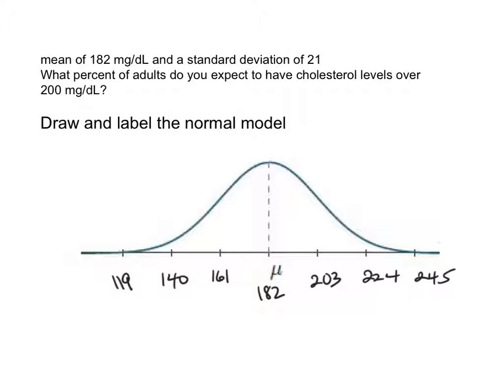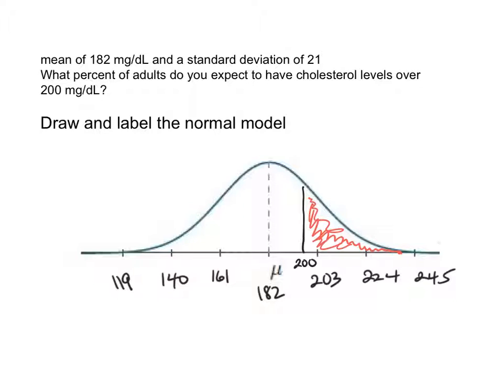All right, our first question is, what percent of adults do you expect to have cholesterol levels over 200 milligrams per deciliter? So if I'm doing this problem by hand, I draw my normal curve, and I have my axes down here labeled. I'm going to figure out where 200 milligrams is. So it's slightly under 1 standard deviation, I'm going to draw straight down to where 200 is, and I'm going to go over 200 milligrams per deciliter, so I'm going to shade the area underneath the curve, and this is what I'm finding.